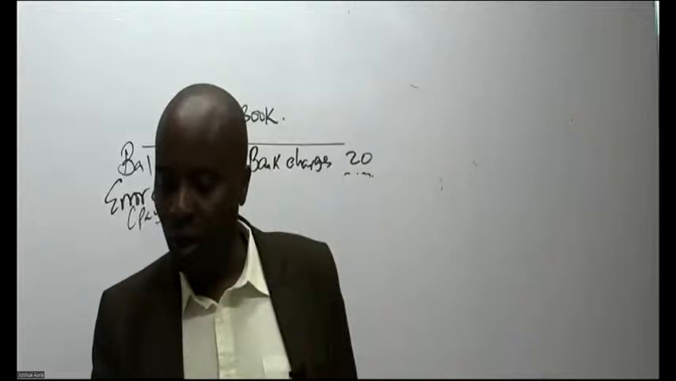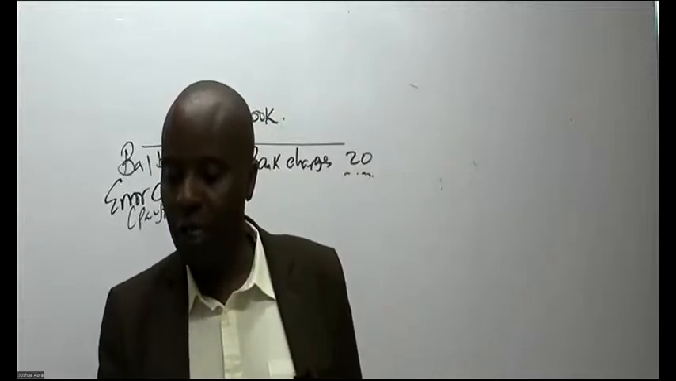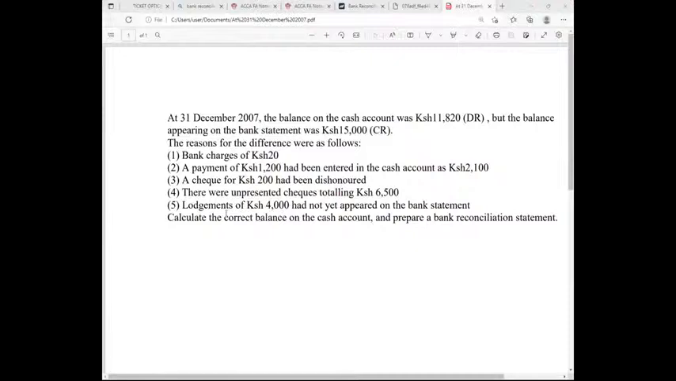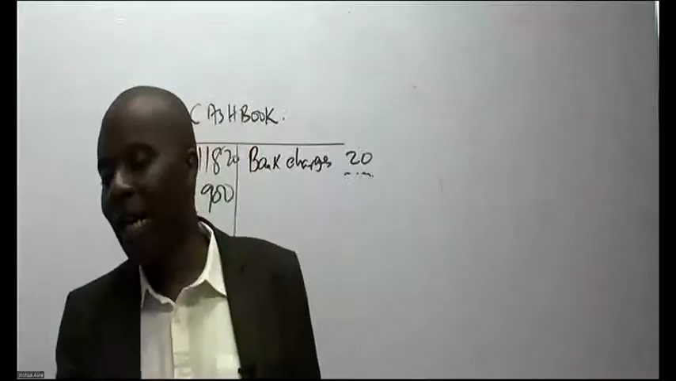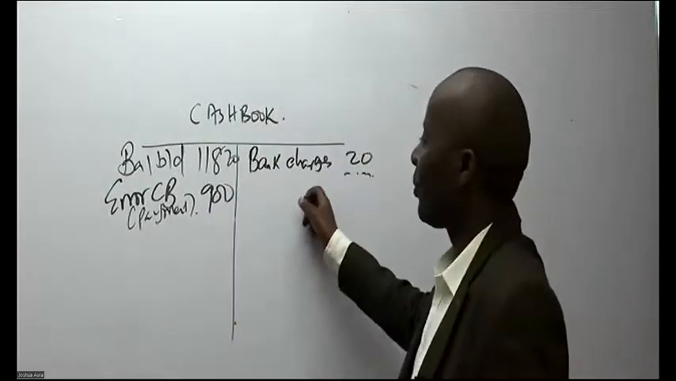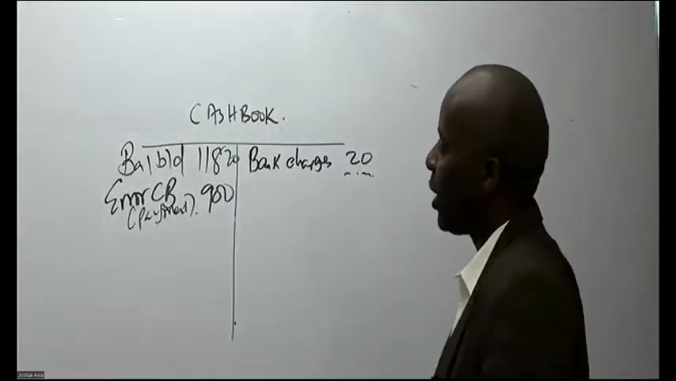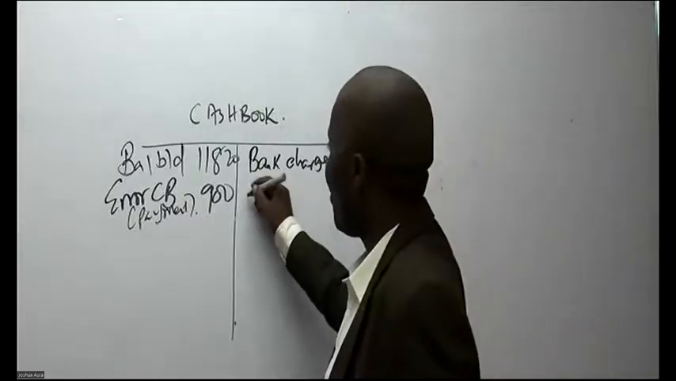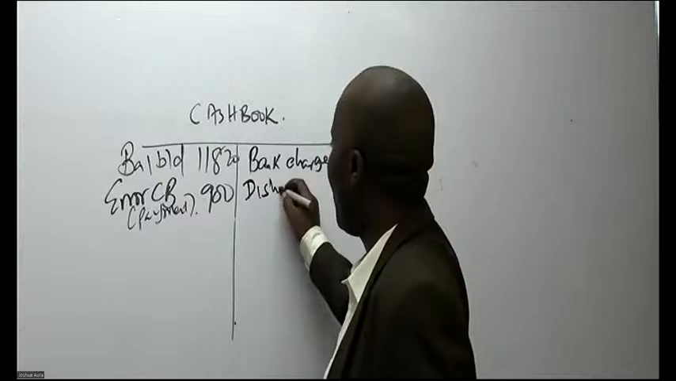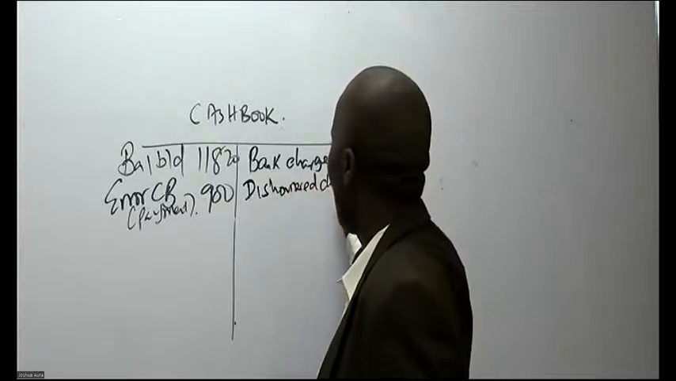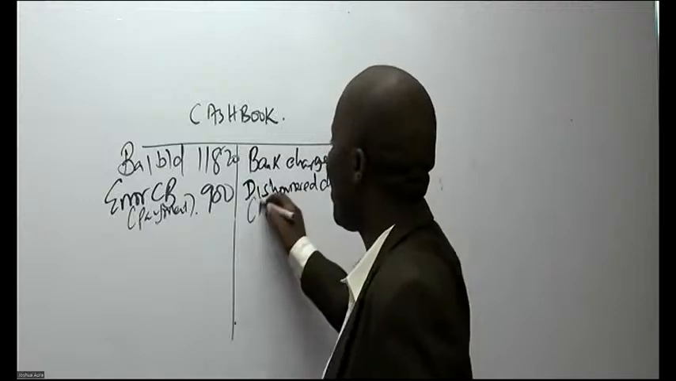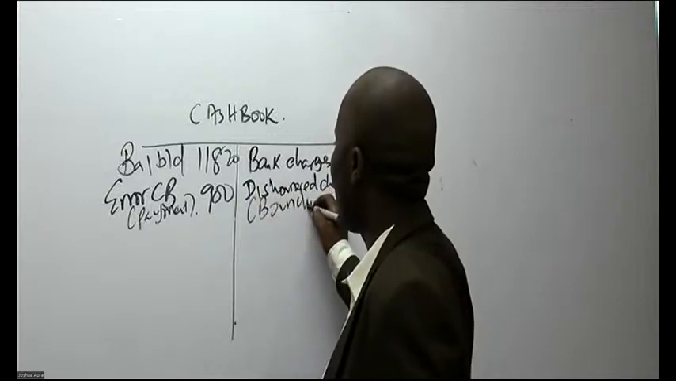Now we continue. We continue very fast, ladies and gentlemen. Here we are saying a check for Kenya shillings 200 had been dishonored. Here, I don't even have to reason at all. When I'm told that there is a dishonored, a bouncing check, what I need to do straight away is credit the account. So in this case, we have here a dishonored check of 200. Any bouncing checks, credit there.